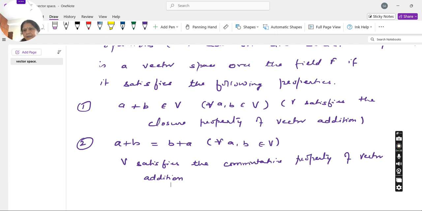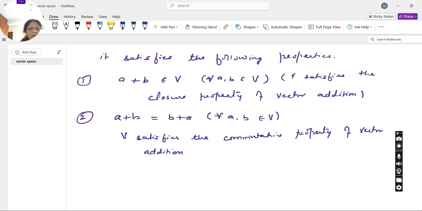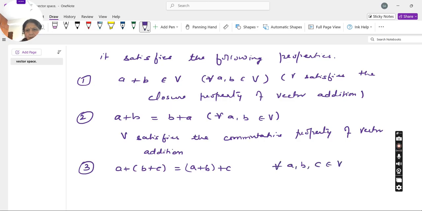Third is that V satisfies the associative property of vector addition, that is, A plus B plus C equals A plus B plus C, whenever A, B, C are in V.